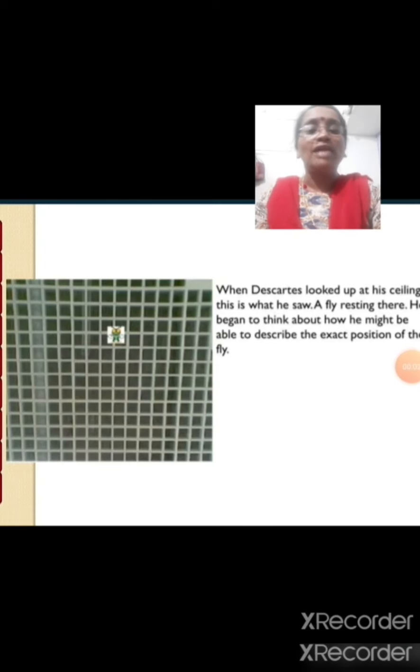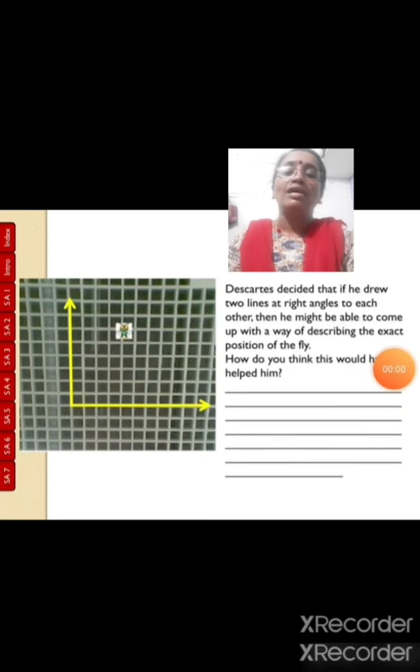When he looked up at his ceiling, this is what he saw. A fly resting there. He began to think about how he might be able to describe the exact position of the fly. He decided that if he drew two lines at right angles to each other, then he might be able to come up with a way of describing the exact position of the fly. How do you think this would have helped him?